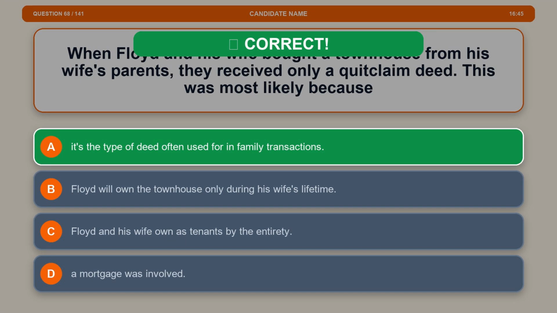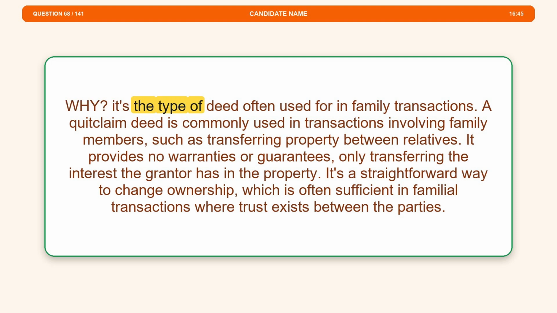The correct answer is option A. It's the type of deed often used for family transactions. A quitclaim deed is commonly used in transactions involving family members, such as transferring property between relatives. It provides no warranties or guarantees, only transferring the interest the grantor has in the property. It's a straightforward way to change ownership, which is often sufficient in familial transactions where trust exists between the parties.